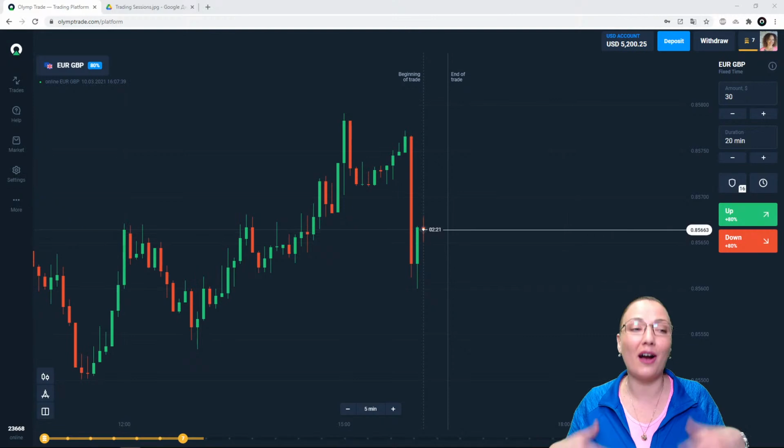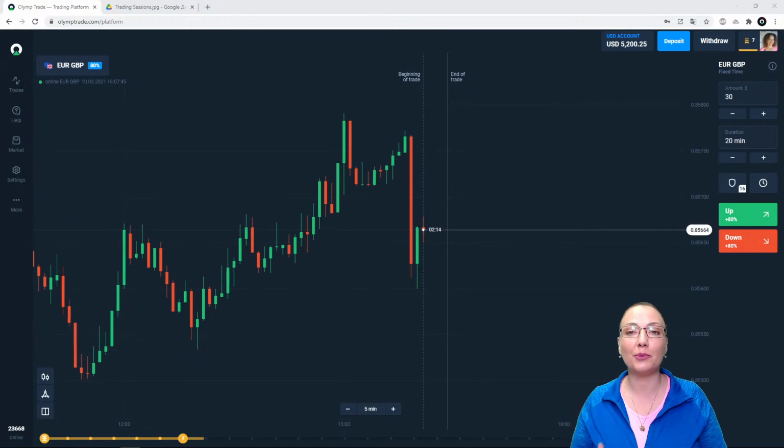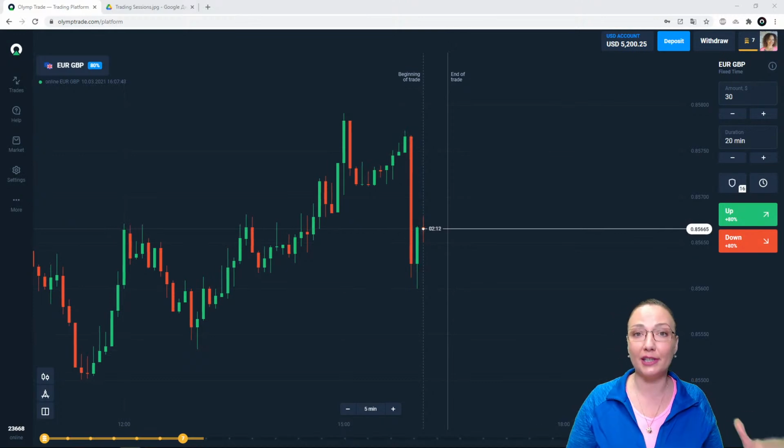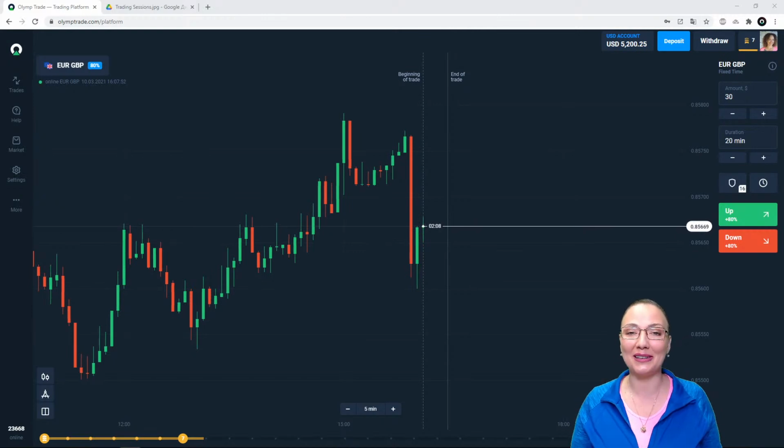And by the way, aside from the Trader's Way, you can also get risk-free trades as prizes during Olymp Trade challenges, during our competitions and tournaments, and sometimes even during our live streams.